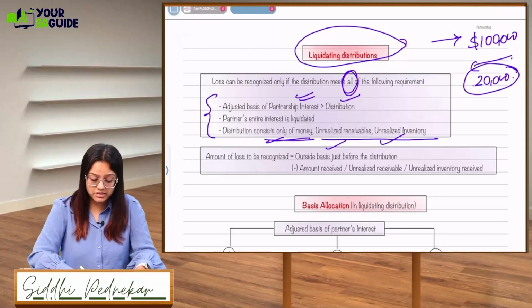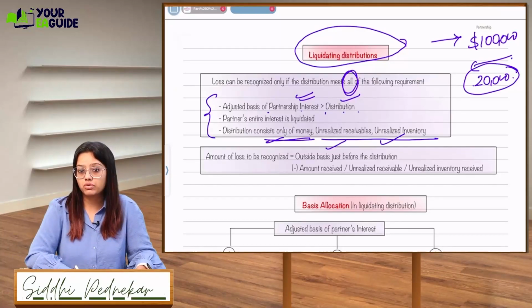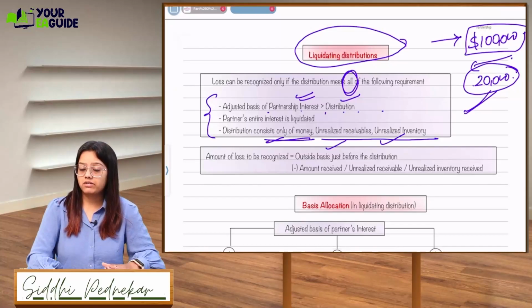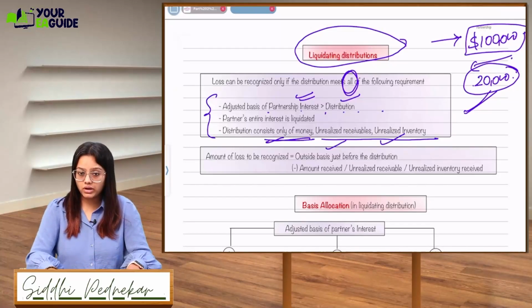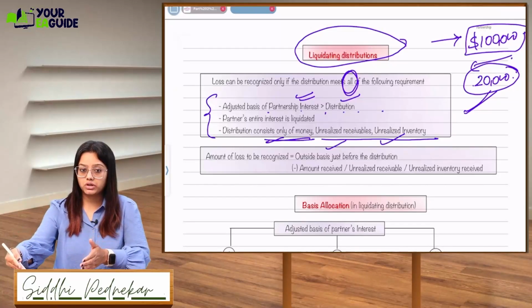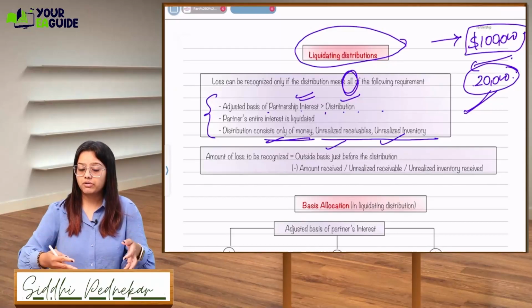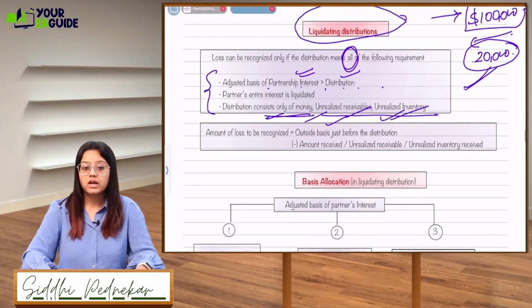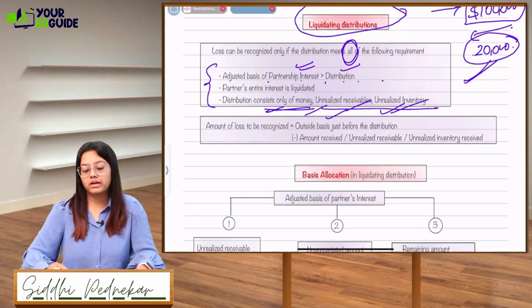Now, the adjusted basis of the partnership interest should be more than the distribution, right? My adjusted basis is $1 lakh. It is more than the distribution of $20,000. Second is that the partner's entire interest is liquidated. We are liquidating our entire interest. We are not going to continue anymore in the partnership firm, right? That is a liquidation of the entire interest. Third is that the distribution consists of only money, unrealized receivable, unrealized inventory. Got it?